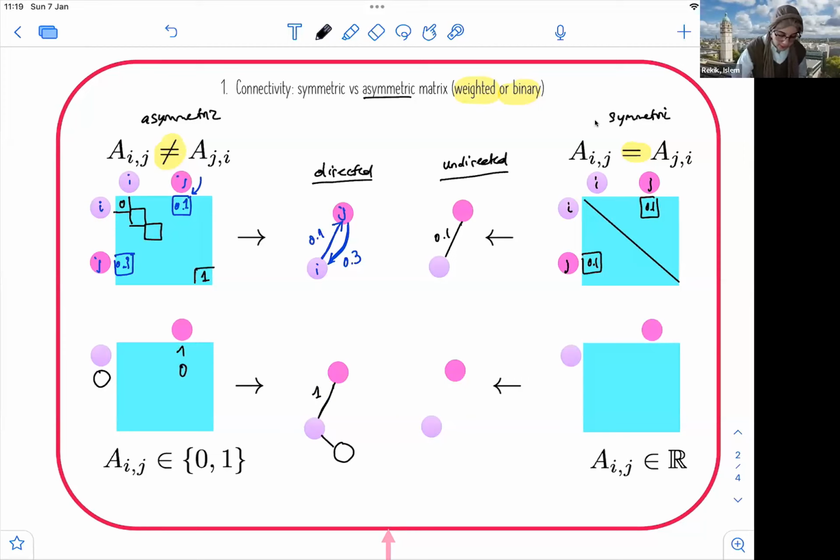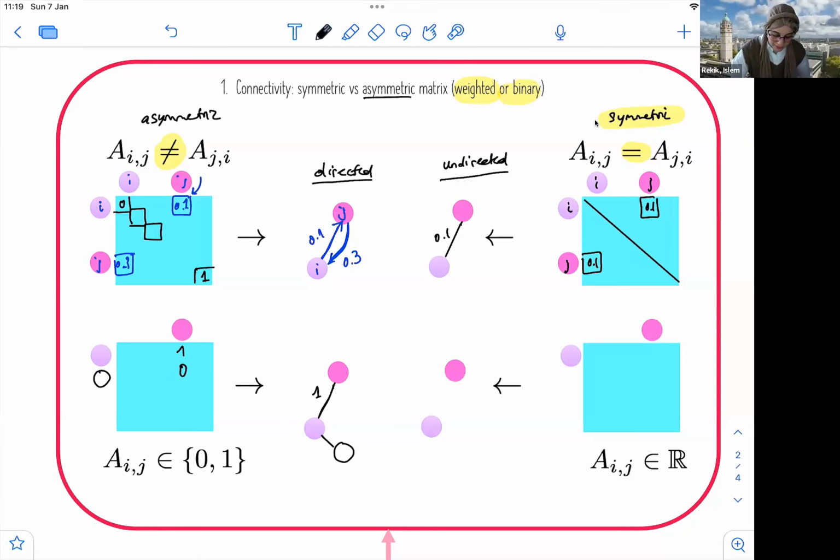And of course, the matrix is symmetric when the graph is undirected, and asymmetric otherwise. So here, that's another question. So let me ask you, can we have, for example, a binary matrix that is asymmetric? So I want you to think about that for a bit. That's a very important question here.